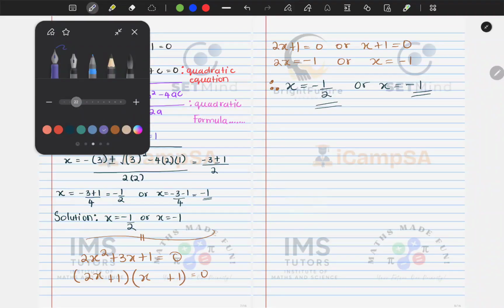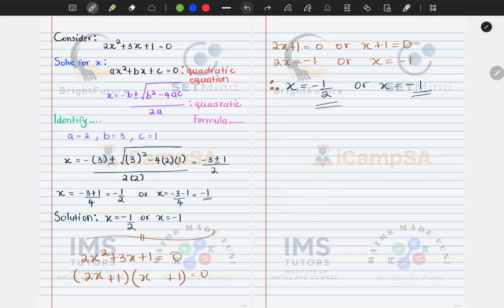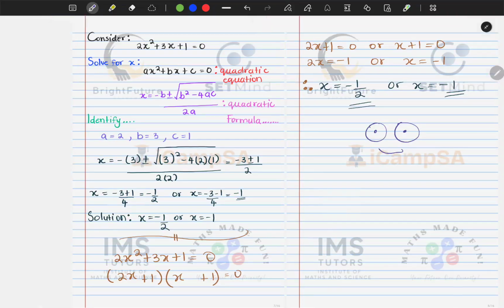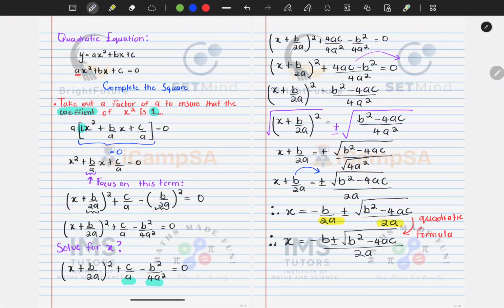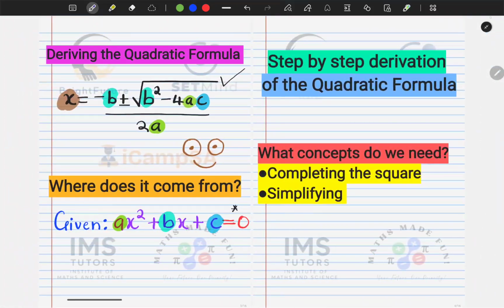So I hope you do understand this, and you now have an idea of where our quadratic formula comes from and how to best use it to solve your problems. Okay? Cheers.